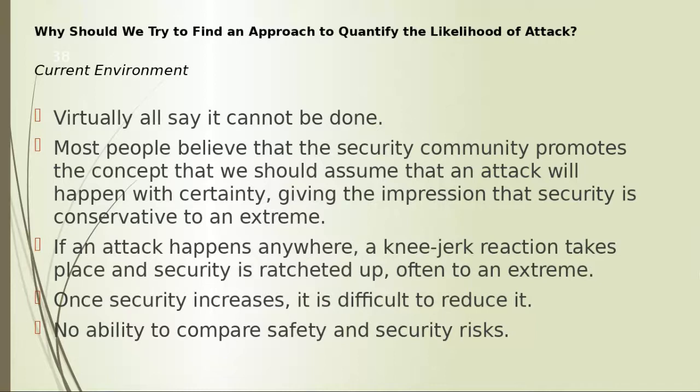So essentially, what is the environment we're living in right now? Virtually all people say that it cannot be done. Most people believe that the security community promotes the concept that we should assume that an attack will happen with certainty, giving the impression that security is conservative to an extreme. If an attack happens somewhere, a knee-jerk reaction takes place and security is ratcheted up, often to an extreme. We saw this as a result of Oklahoma City, the first World Trade Center attack, and then the 9/11 attacks. Security goes up, but we never see it come down. Once security increases, it's very difficult to reduce it, and there's no ability to compare safety and security risks. And in the end, I think that's probably the biggest concern I have, that we don't really know the difference or how similar those two risks really are.